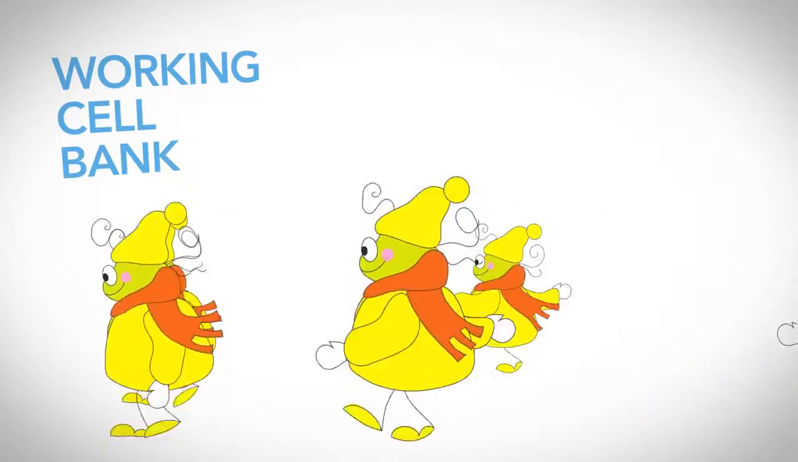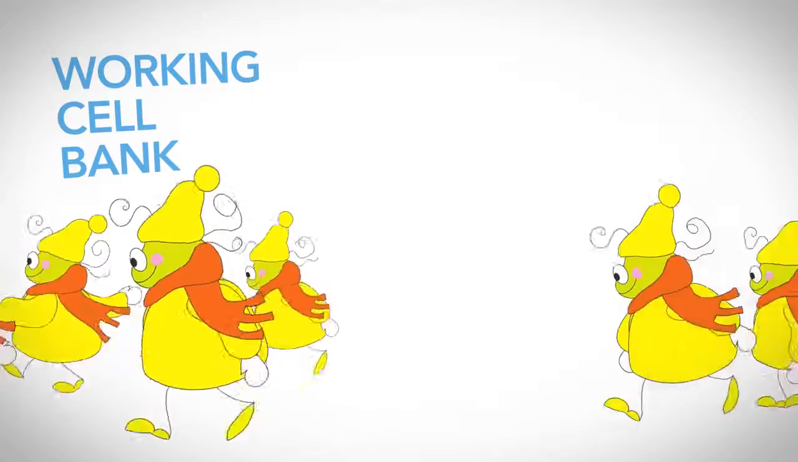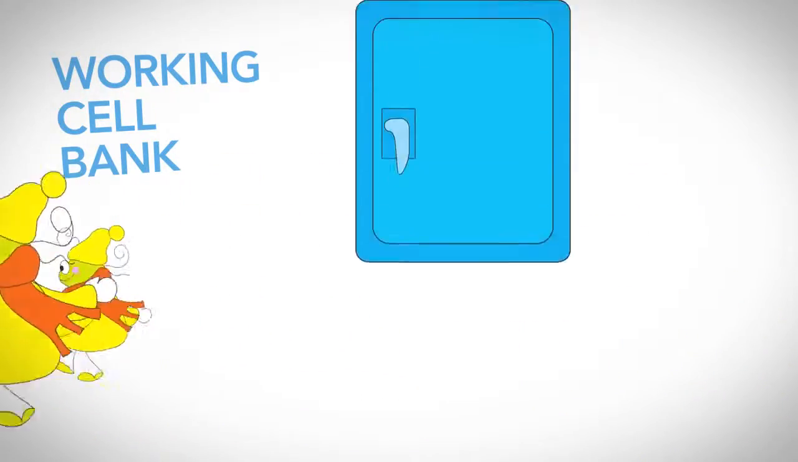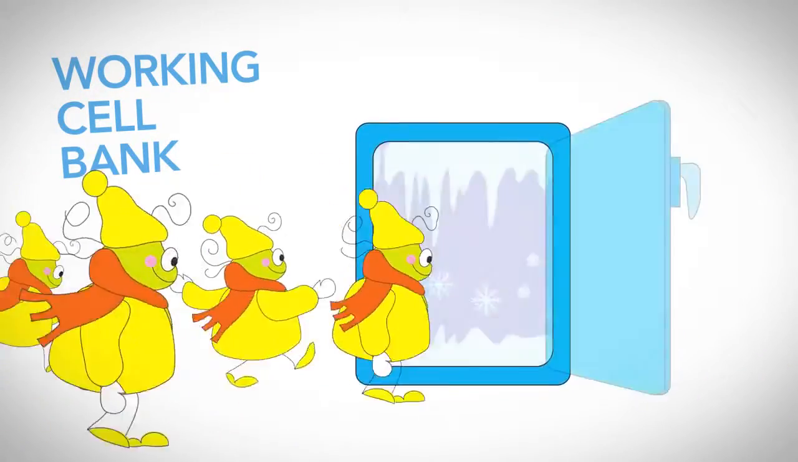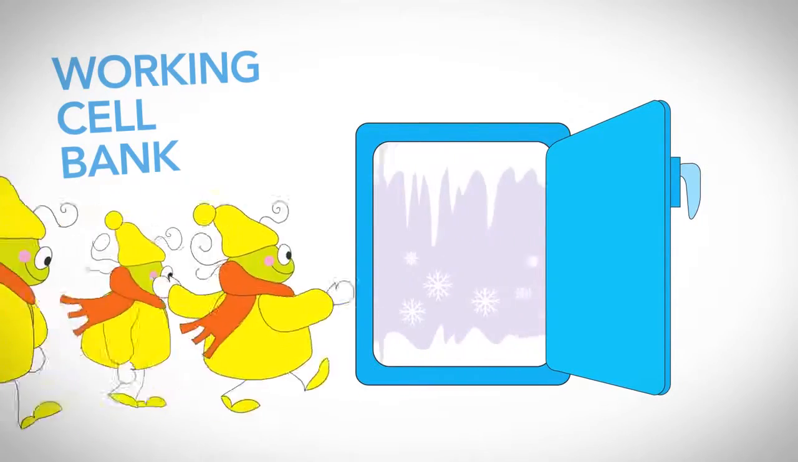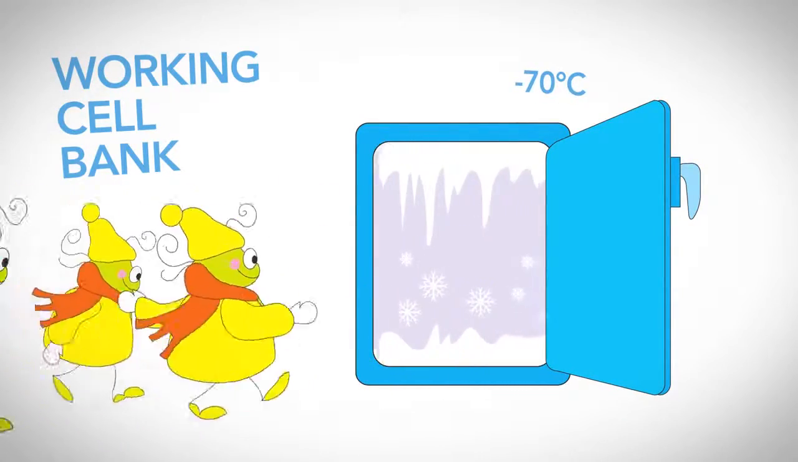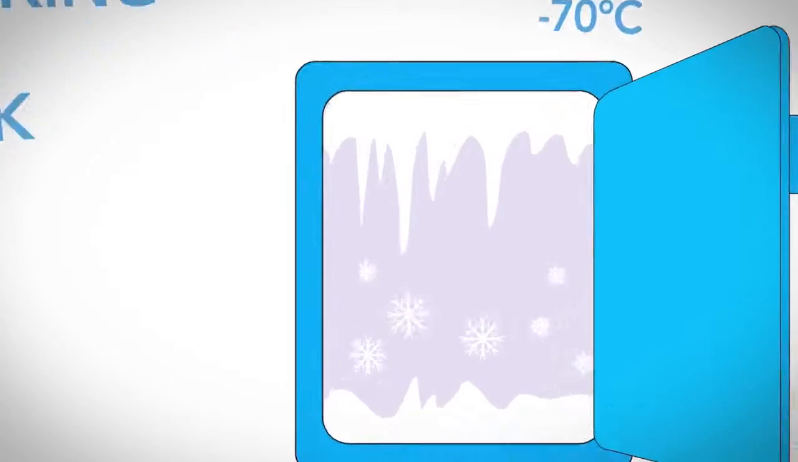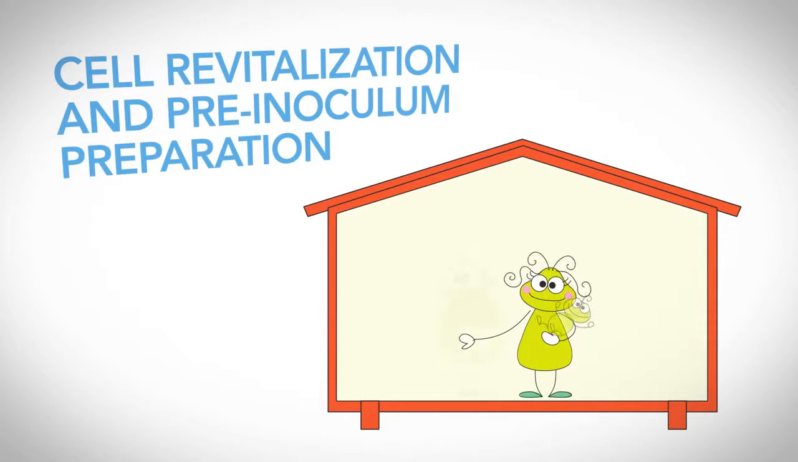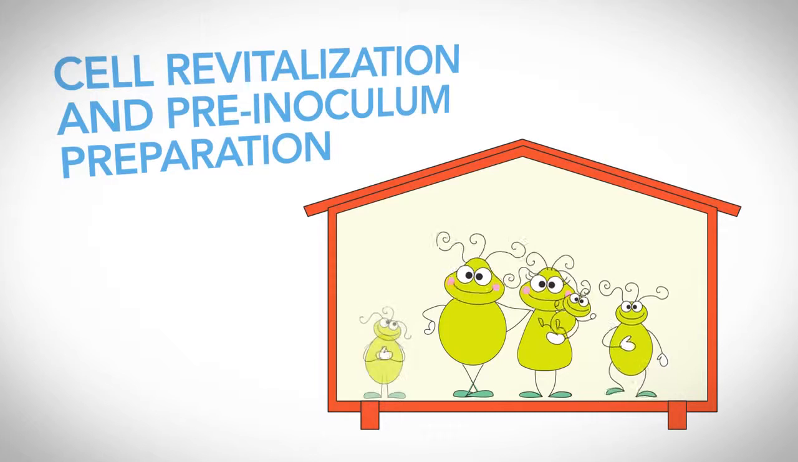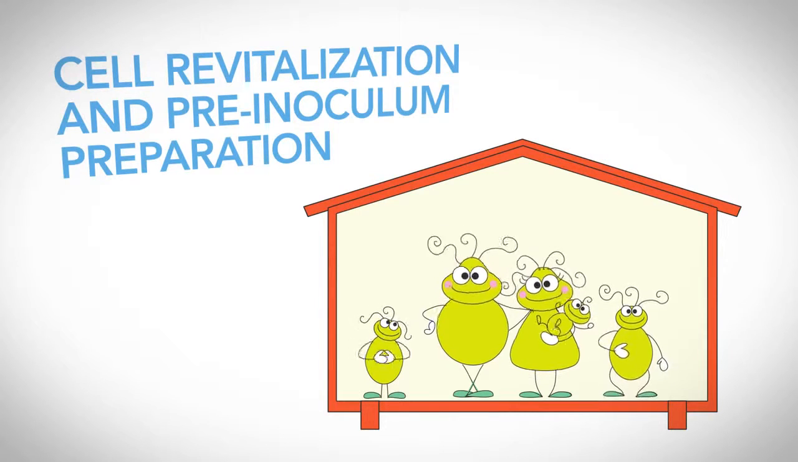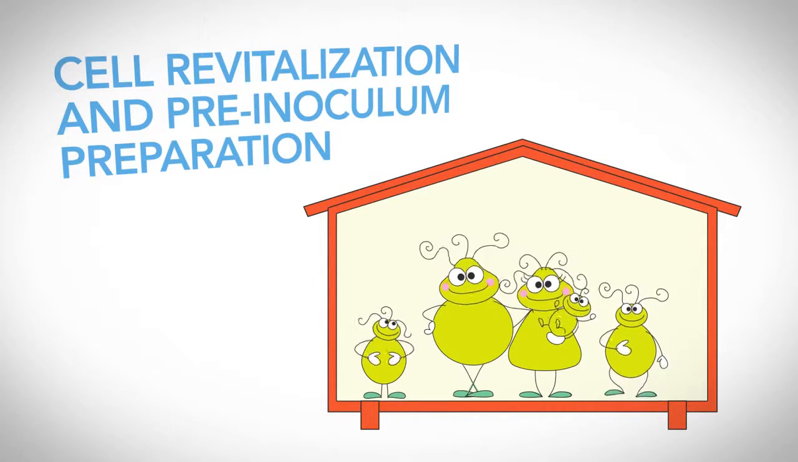Working cell bank. A homogeneous suspension of these bacterial cells, the working cell bank, has been prepared and subdivided into vials stored frozen at below -70 degrees centigrade. Cell revitalization and pre-inoculum preparation. The cells taken from one of these vials are revitalized and then cultured using a rich growth medium to obtain the pre-inoculum.